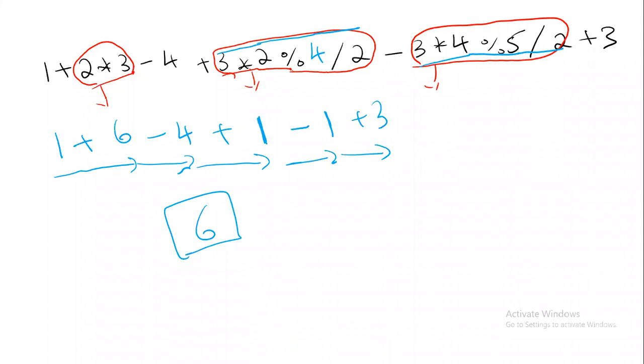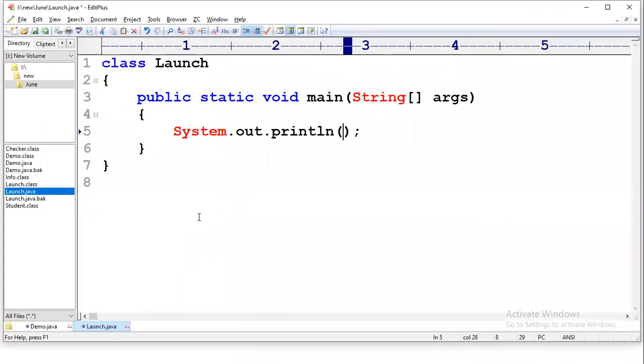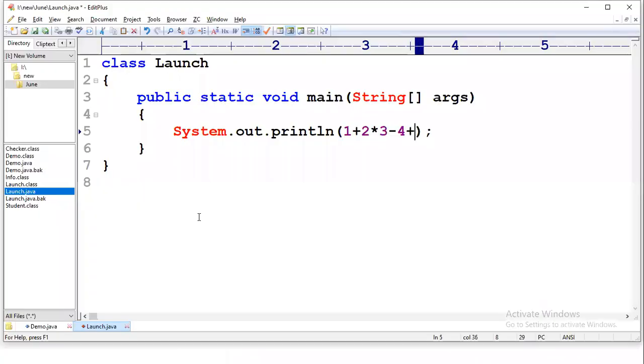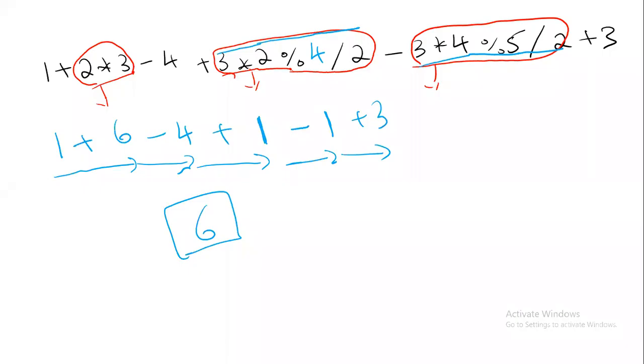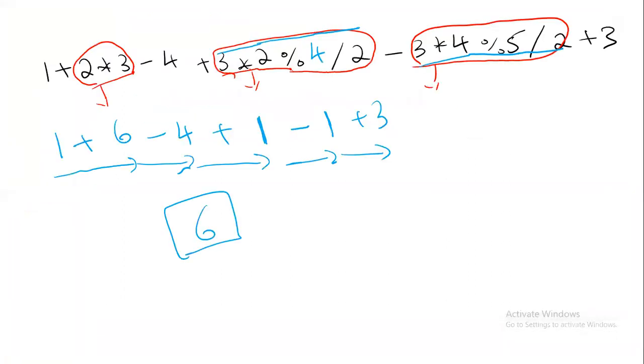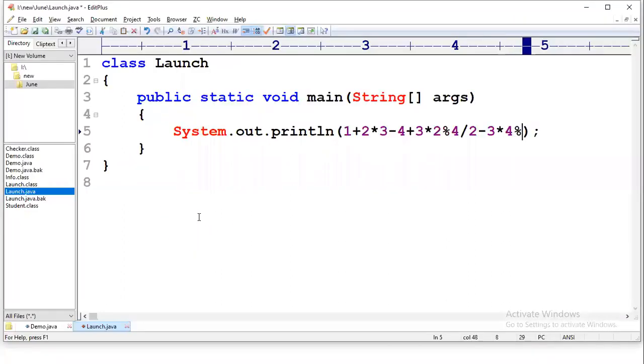1 plus 2 into 3 minus 4 plus 3 into 2 mod 4 divided by 2 minus 3 into 4 mod 5 divided by 2 plus 3.